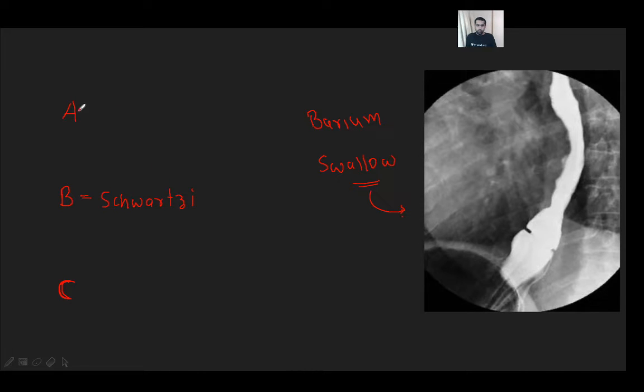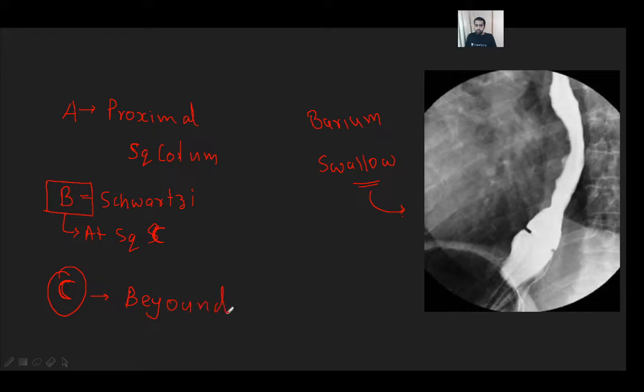But what about A? This is the one which is present proximal to the esophagogastric junction, or proximal to the squamocolumnar junction. Schatzki's ring is present at the squamocolumnar junction, and the C ring is present distal to, or beyond, the squamocolumnar junction. This is something you need to understand about the ring.